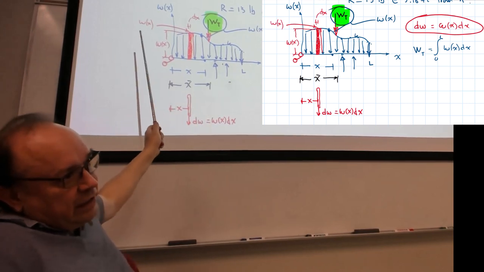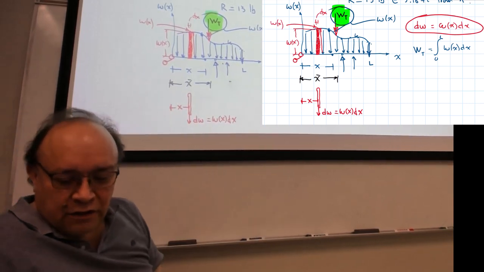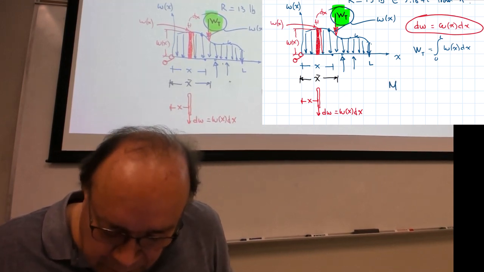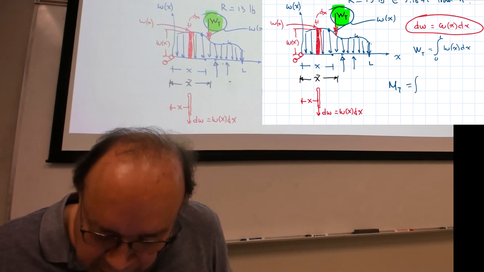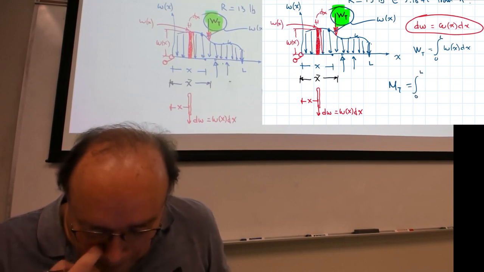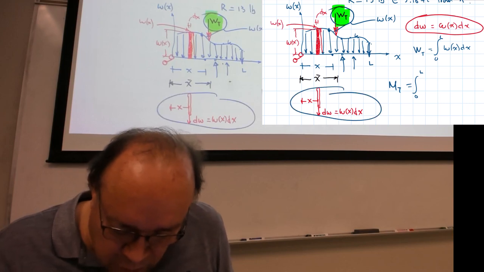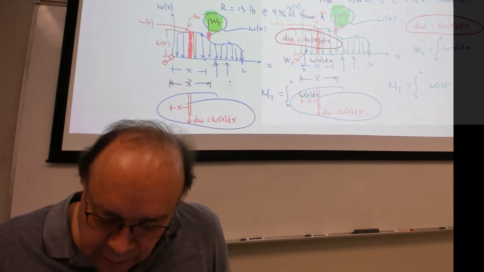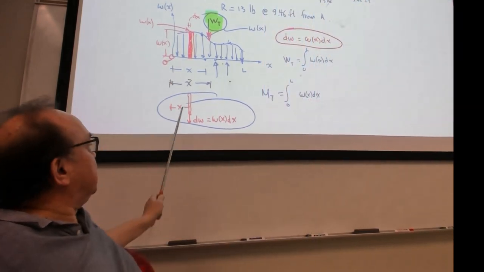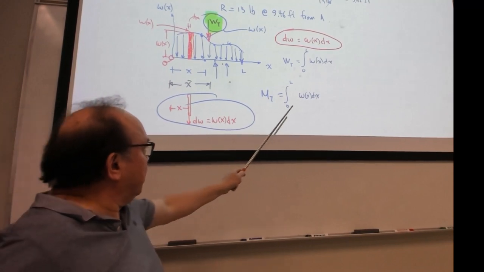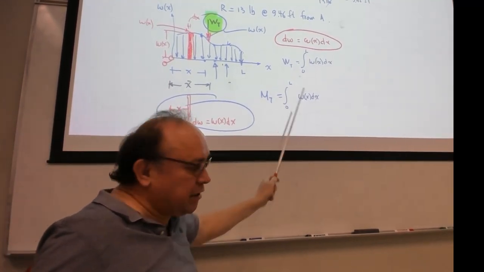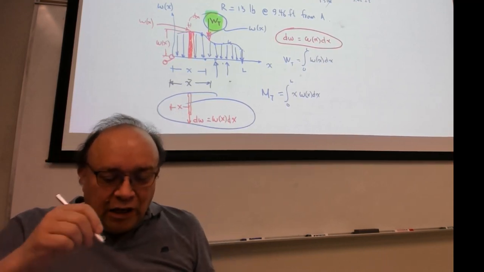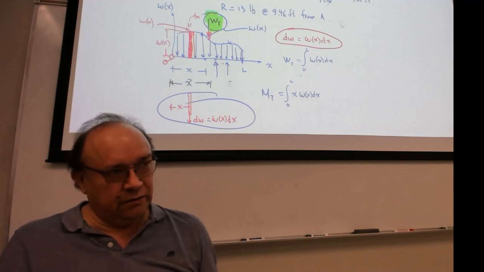So that's another integral. Integral means summation, right? So now the total moment, let's call it MT, is equal to the integral from 0 to L of the moment produced by this force. That moment is W of x dx multiplied by the distance, and the distance is x, right? Force times the distance. So that's the total moment produced by all the little rectangles.